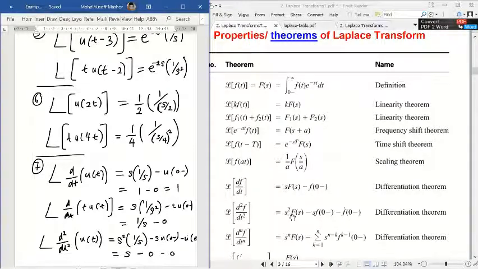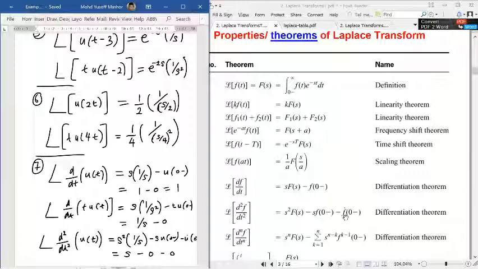So if you have s squared F(s), minus s times f(0), the initial value of the function, and also minus the initial value of the first derivative, and so on if you have higher derivatives like that. But don't worry, because in control systems, as I said just now, we always start our analysis from 0. So most of the time, these values will be equal to 0.